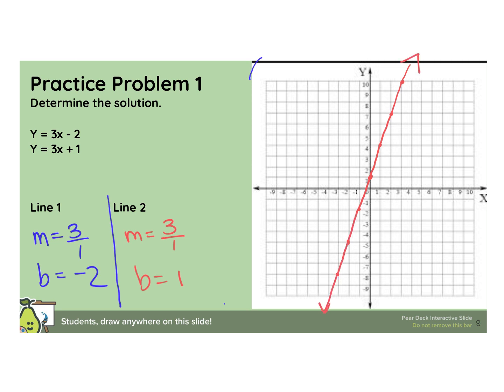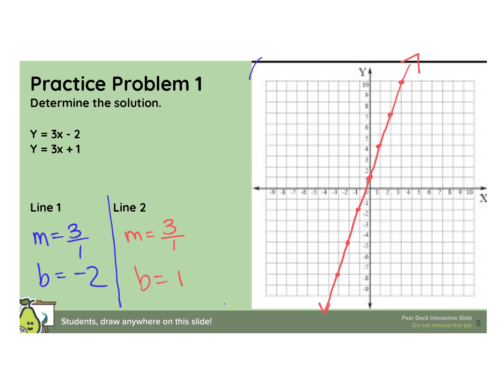Make sure when you're using Pear Deck that the line is small enough so that you can see the actual points. If your line is so thick that you can't see the points, it just makes it difficult when you're trying to check your answer and find the ordered pair.